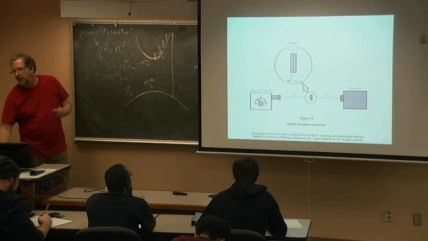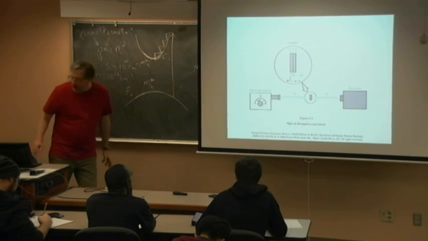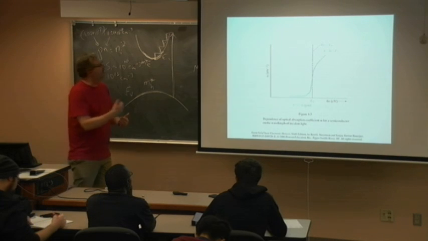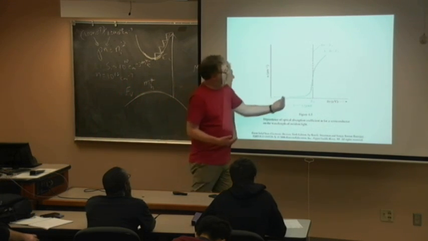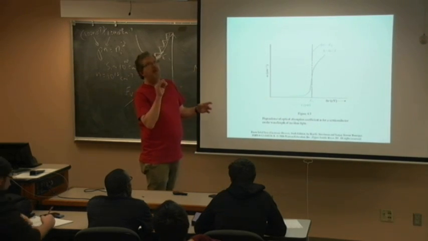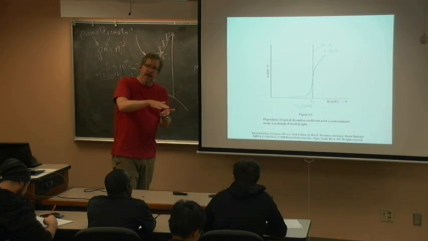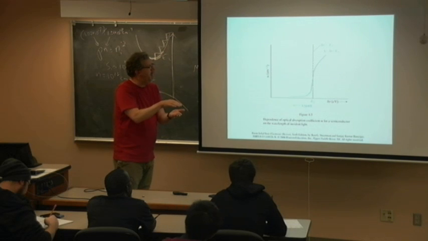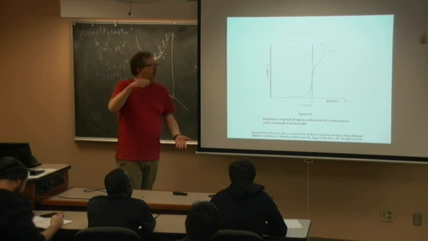And so I can shine white light through, and I can see the absorption edge. So this is indicative of the band gap, because light that is of an energy below the band gap just penetrates through like a glass window. If my energy is higher than the band gap, it's going to be absorbed.